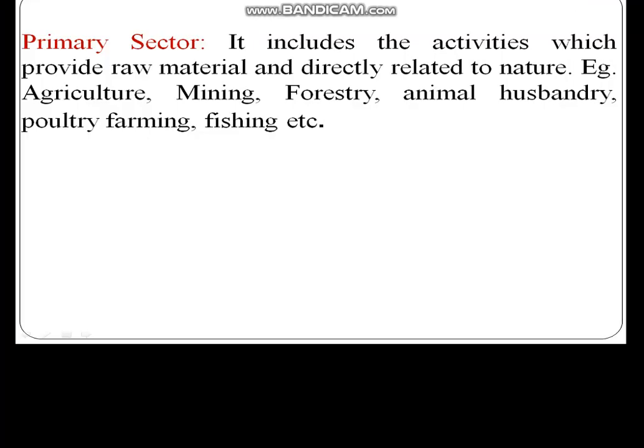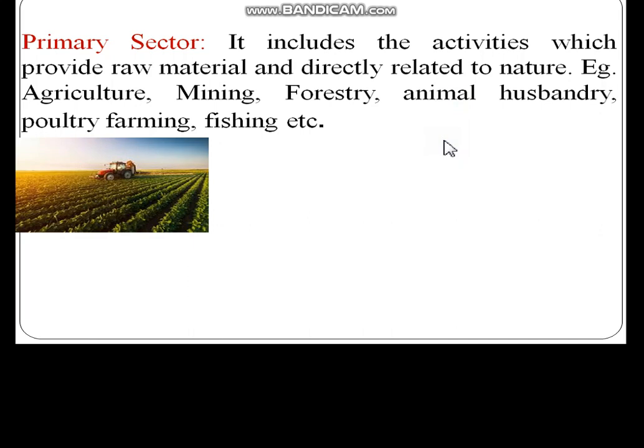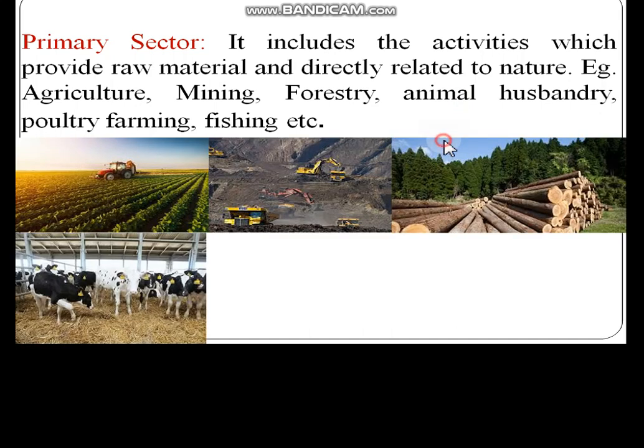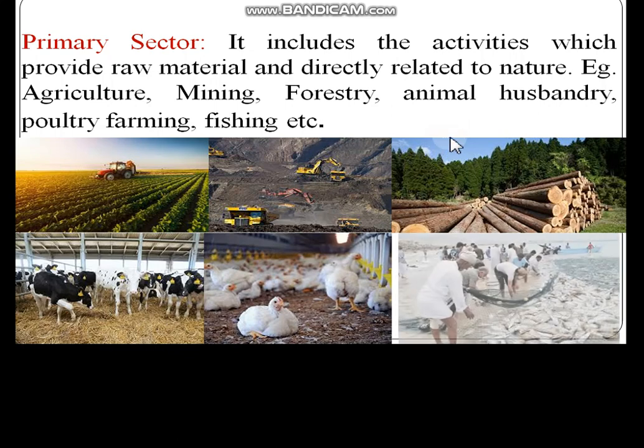So, now from the video, you can conclude that there are three types of sector. It may be called the economic activities, economic sector or occupational sectors. So, first one is primary sector. It includes the activity which provide raw material and directly related to nature. For example, agriculture, mining, forestry, animal husbandry, poultry farming, fishing.